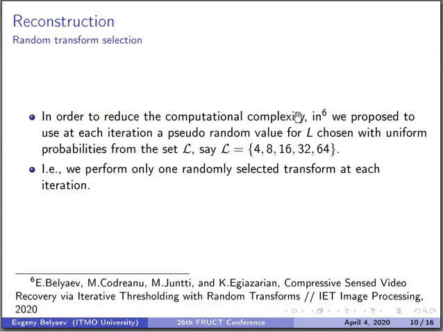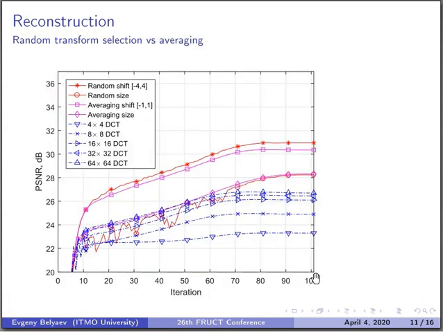In order to reduce the computational complexity, in our previous work we proposed to use at each iteration a pseudo-random value for block size, chosen with uniform probabilities from some set. For example, such a set could be from 4 to 64. In other words, we perform only one randomly selected transform at each iteration. So here we can see that this random approach provides similar performance compared with this averaging approach.